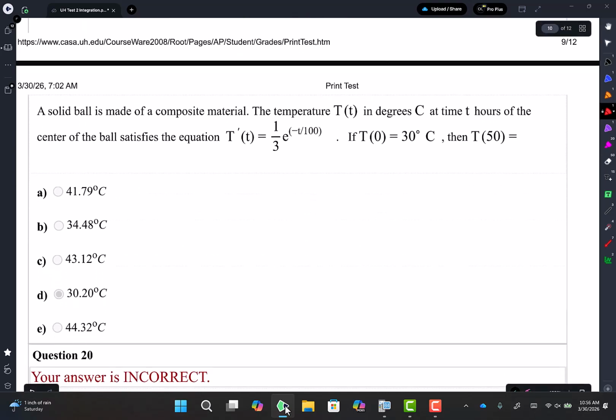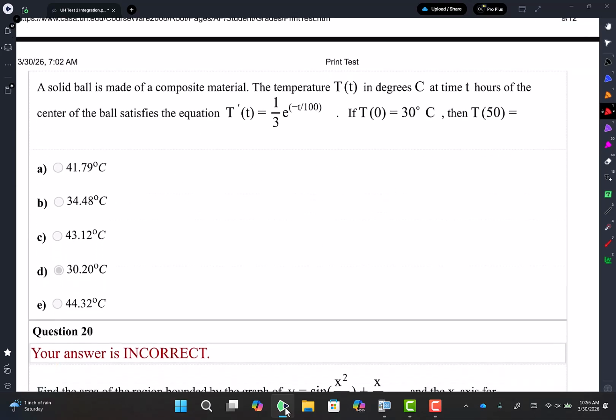Number 19, guys, nothing by hand. I can already see it's an exponential law of cooling. Maybe you've heard of Newton's law of cooling. That's the same thing as this when you do it in physics.